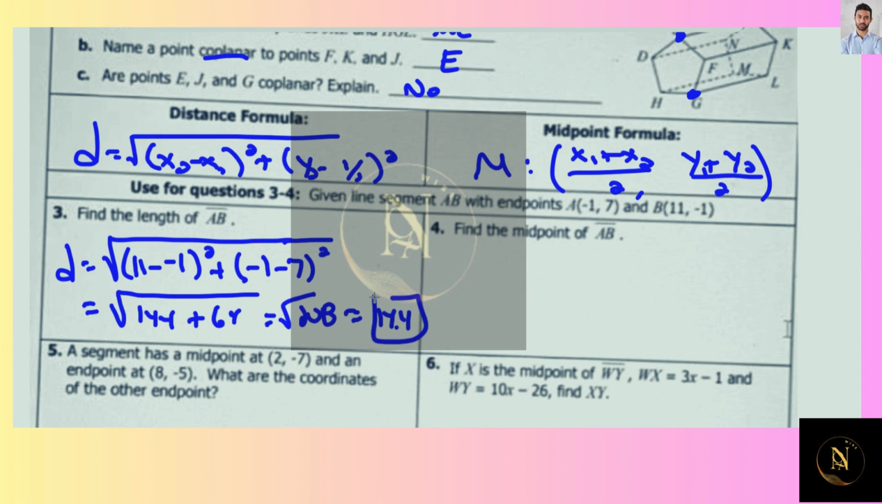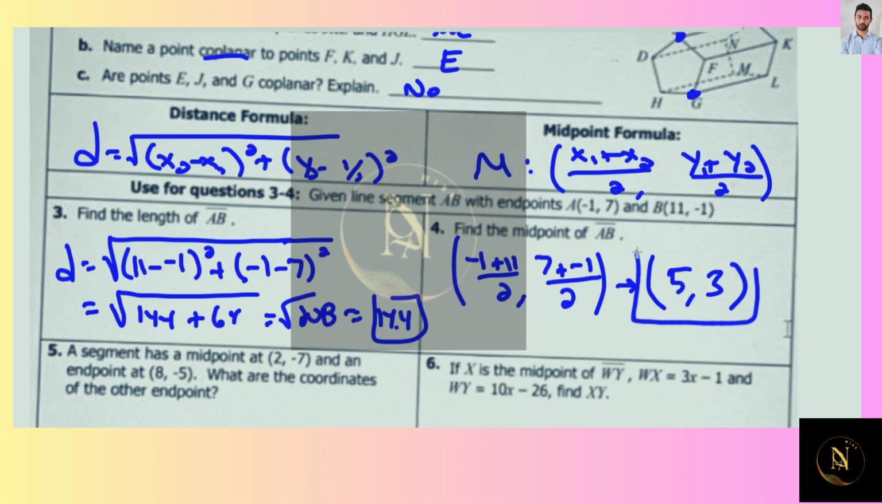The midpoint, you would add the x coordinates together and take half, add the y coordinates together and take half. So this is -1 plus 11 is 10 over 2 is 5. 7 plus -1 is 6 over 2 is 3. The midpoint is a location at 5, 3.